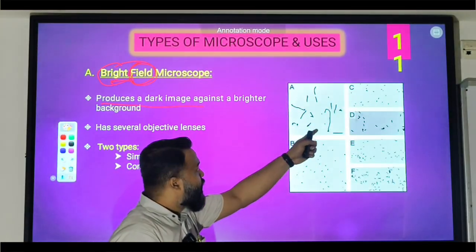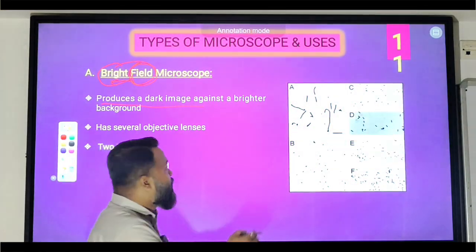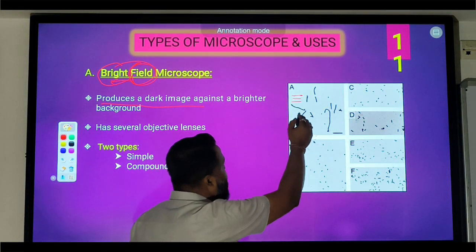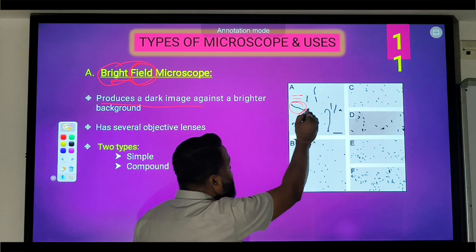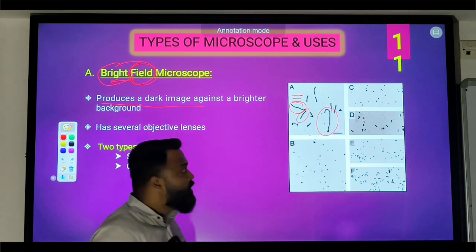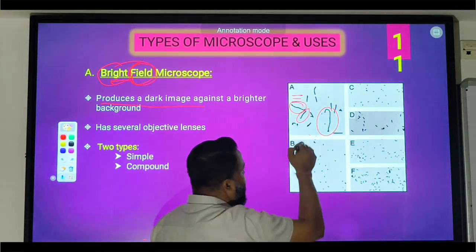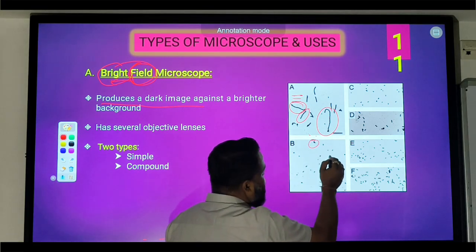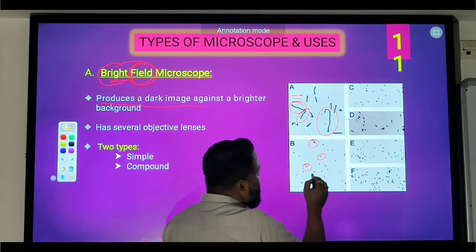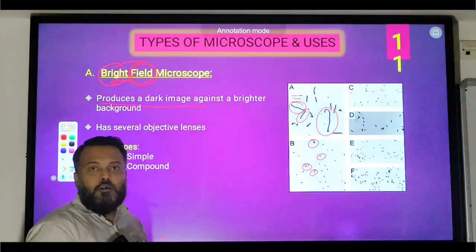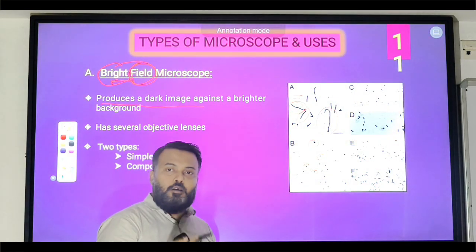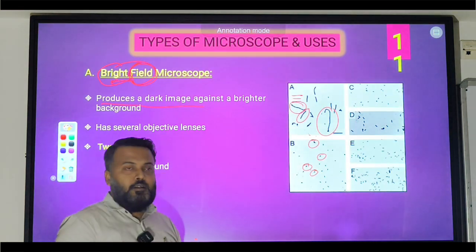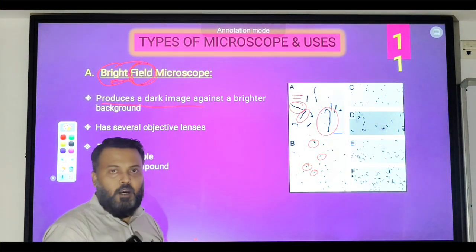Here you can see in this particular image that the background is completely bright, and against that a dark image is being produced. In all these images, A, B, C, D and E, you can see that the images being produced are darker compared to the background. So the background is brighter and the objects are darker.